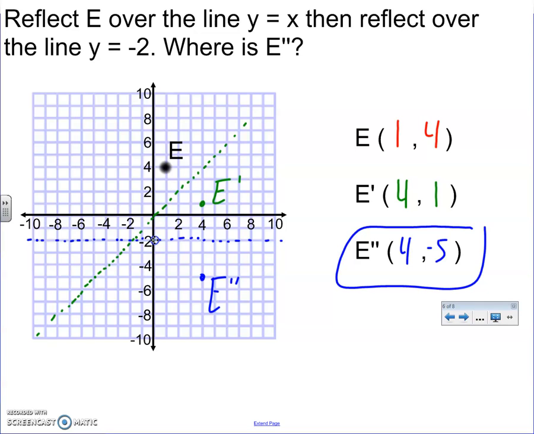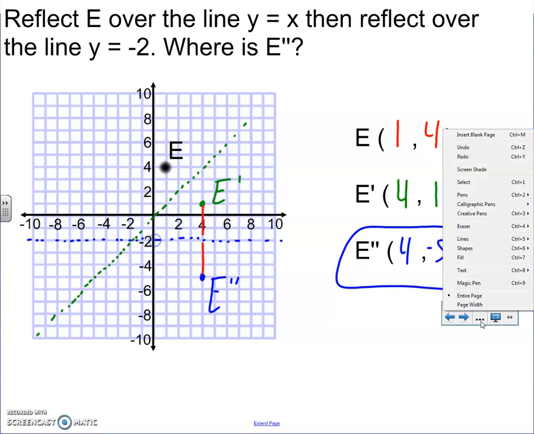Notice this is, again, down 3 and then down 3 more. That's the same distance away. That's our mirror image reflection. Alright, let's do another one.